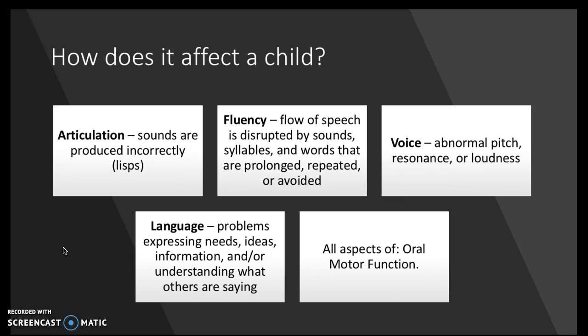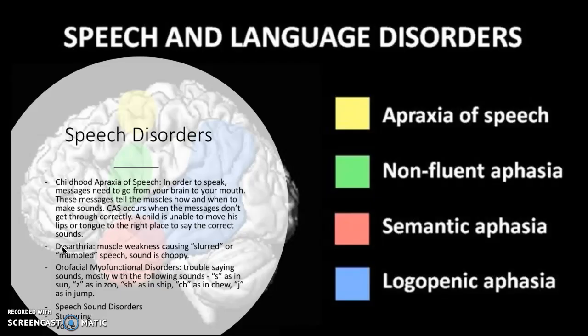So it'll either be prolonged, so you'll see them wanting to say something and pausing, or repeating what they're saying because they can't simply get out what they're trying to say next. The third thing it affects is their voice, so there's either an abnormal pitch, resonance, or loudness. The fourth thing is language. So this just covers all of it. It's problems expressing needs, ideas, and information, or understanding what others are trying to say, which creates that break in pattern for trying to articulate their sentences.